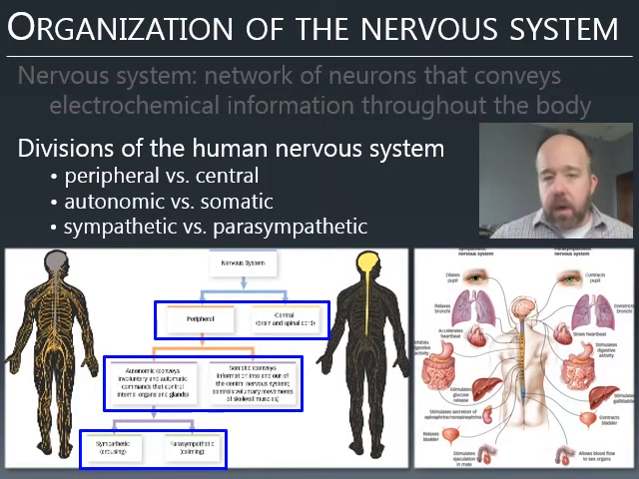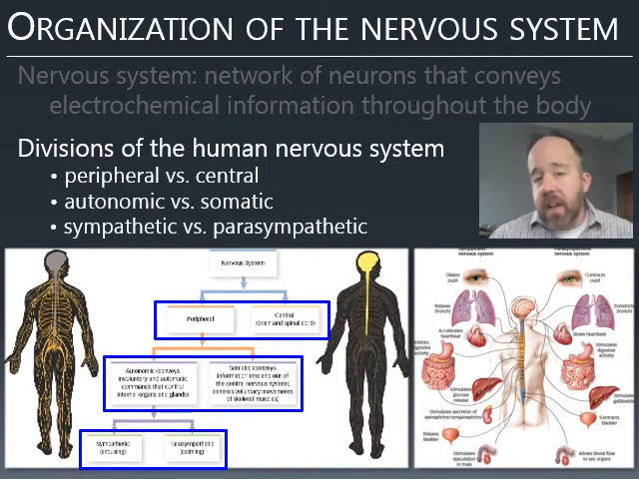Even the autonomic nervous system is divided into two divisions, and those are the sympathetic and the parasympathetic. And you may have heard of the sympathetic nervous system before. It's involved in what's called your fight or flight response. So when the sympathetic nervous system becomes activated by the central nervous system, what it does is get you ready for action, gets you ready to fight or flee.